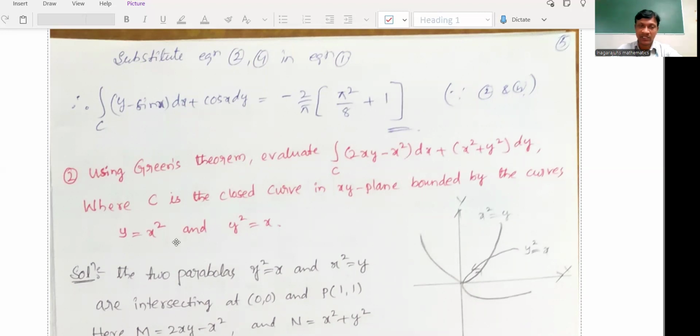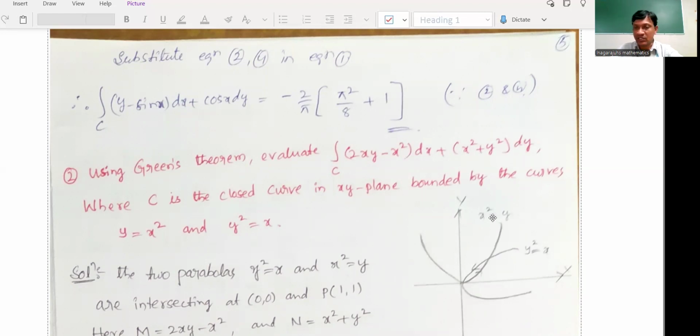In the problem, two parabolas are given. One is y is equal to x square, and the other parabola is x is equal to y square. So here the two parabolas are intersecting. In that intersecting, bounded area region R we have to find.